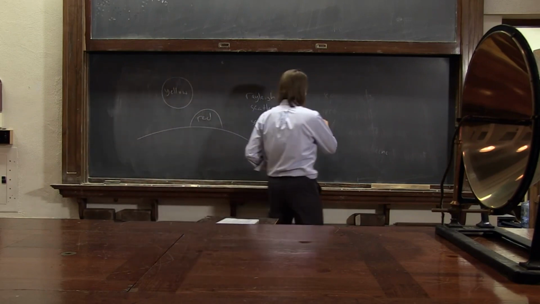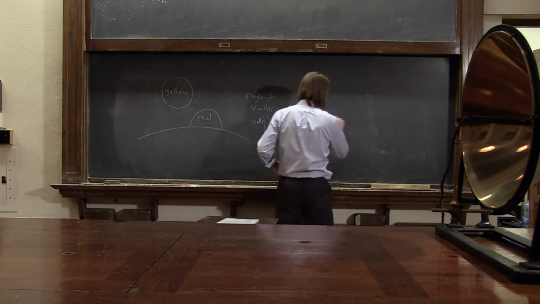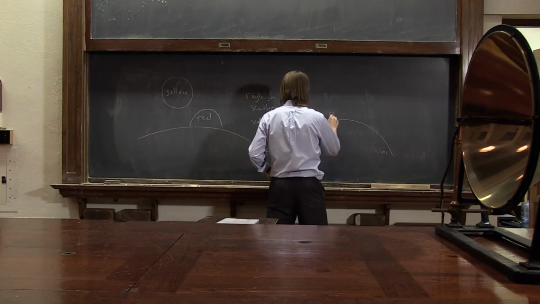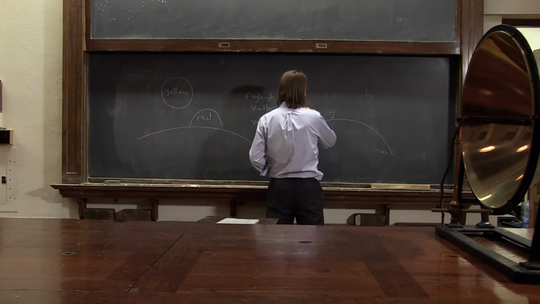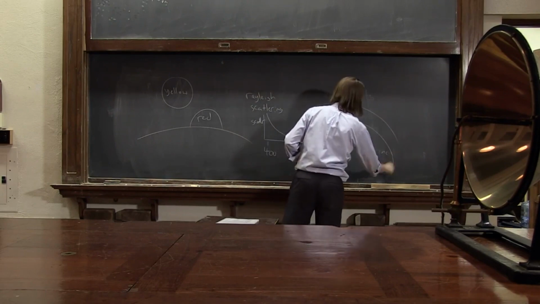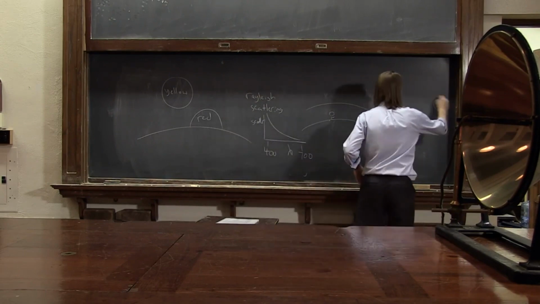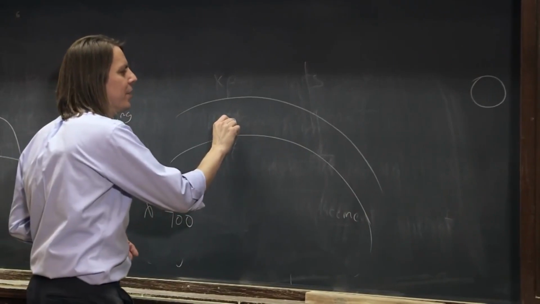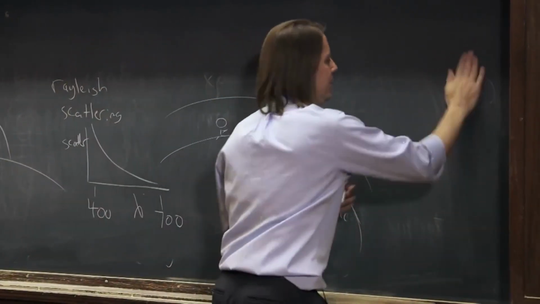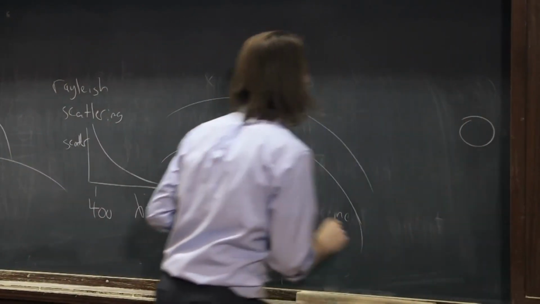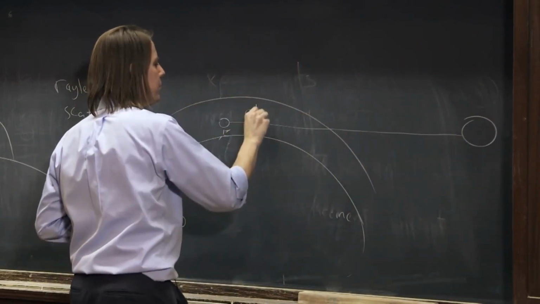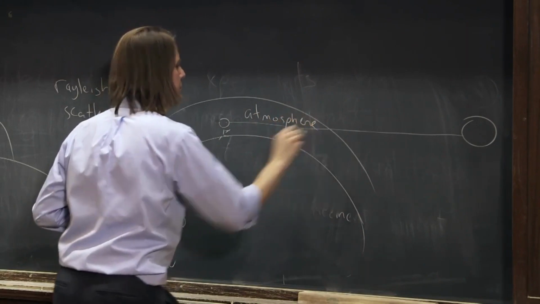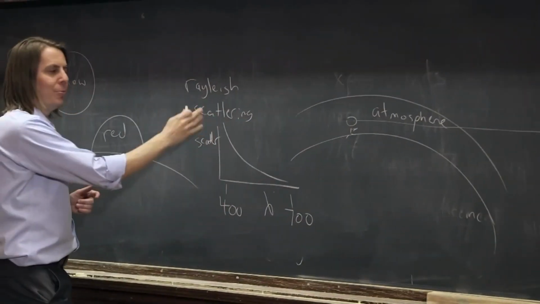Okay, so if you're sitting on your planet, and here's you, and you're looking at a sunset, you're looking at it through the atmosphere. So here's the atmosphere around your planet. And here's the sun out here. So if you look at the sun right when it's close to the horizon, it's really down here, you're looking through a lot of your atmosphere. And the atmosphere scatters out all the blue light.